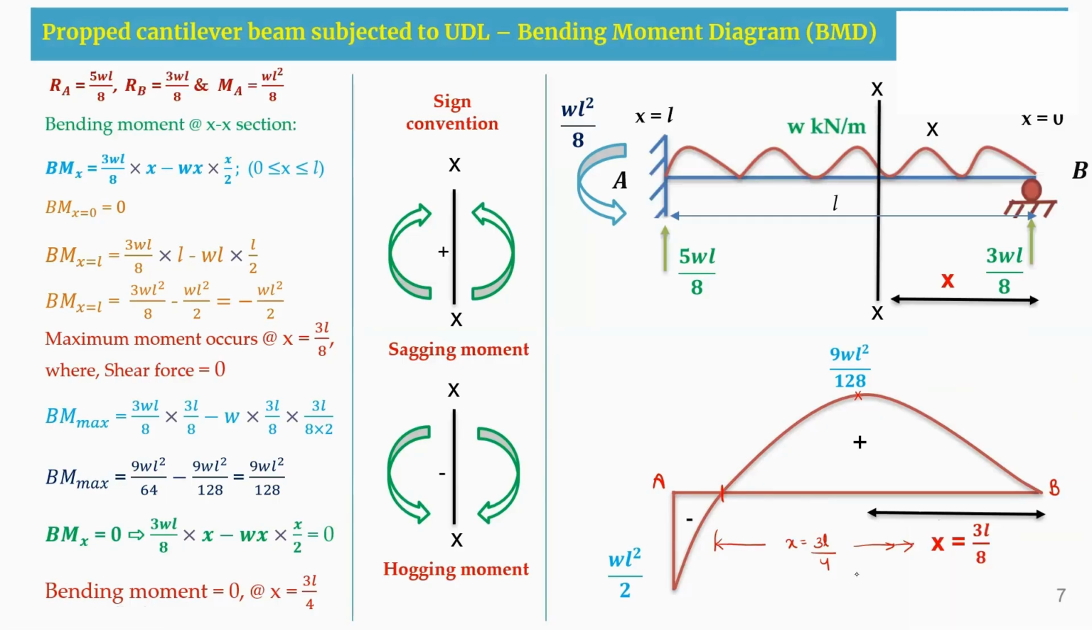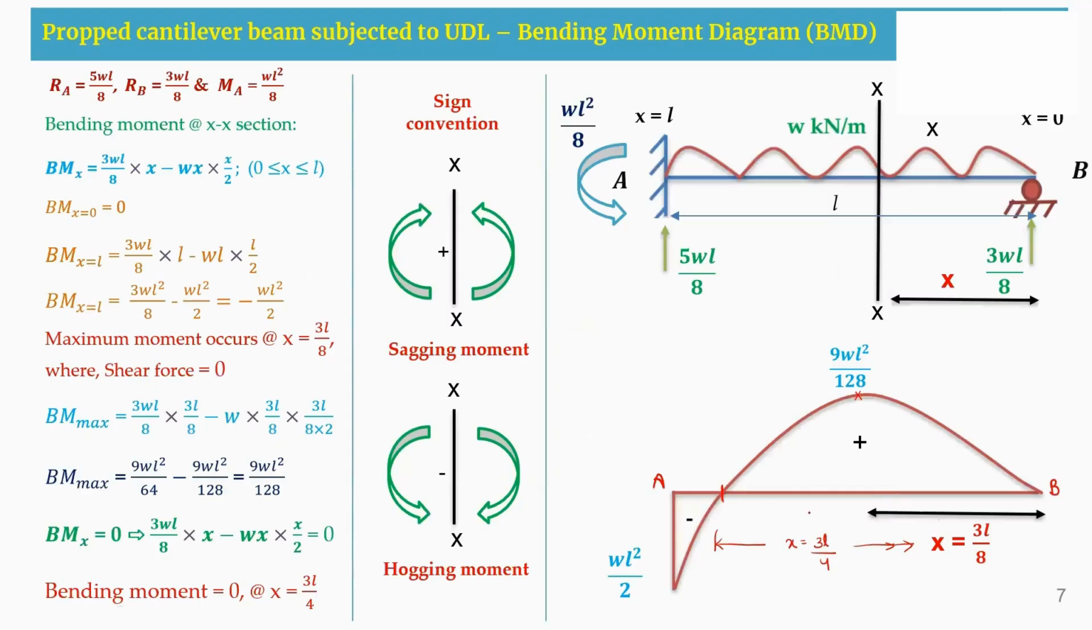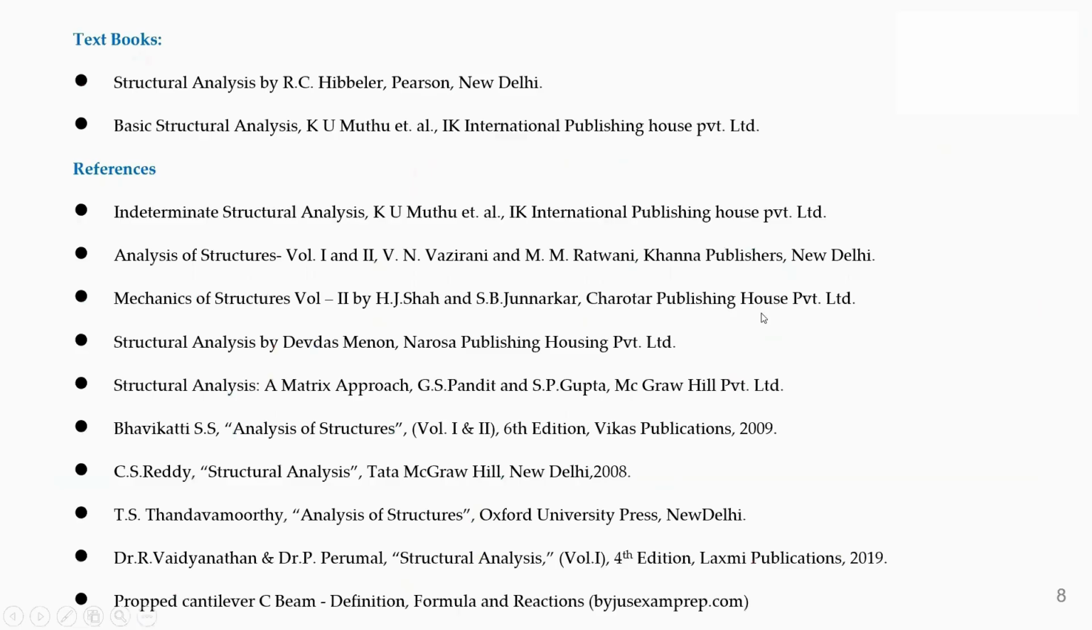So we can see here, at X is equal to 3L by 4 from B distance, we are having the bending moment to be equal to 0. You can shade this bending moment diagram also. So this is how we are going to draw the bending moment diagram by using these values. And these are the textbooks and references.